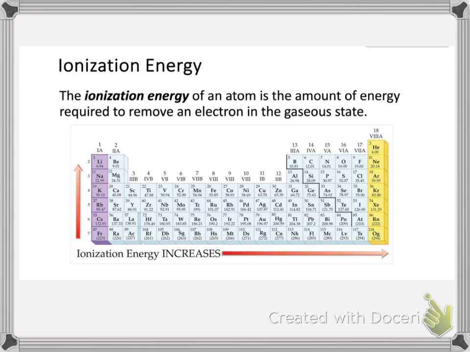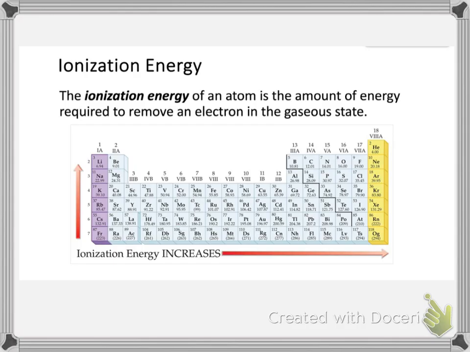So recall from electron configurations, we have electrons that are in the electron cloud outside of the nucleus. We know that the number of electrons equal the number of protons in a neutral atom, but electrons, unlike protons, their numbers can change. And we can add electrons and we can remove electrons from atoms. And the ionization energy is how much energy it takes to remove an electron.